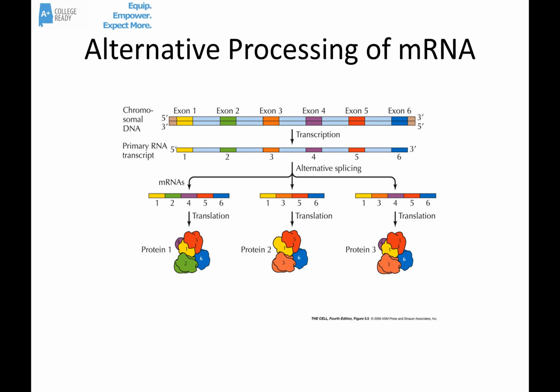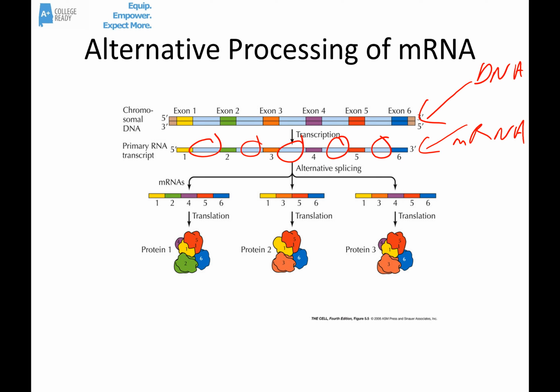So we have 6 exons in the original primary transcript of RNA. So that's the primary transcript. This is the actual DNA. So here's the primary transcript RNA. And notice that the primary transcript has both the exons and the introns in light blue. So these are all introns that I'm circling. Depending on what's going on in the body, the internal environment, that primary transcript can be spliced in different ways.